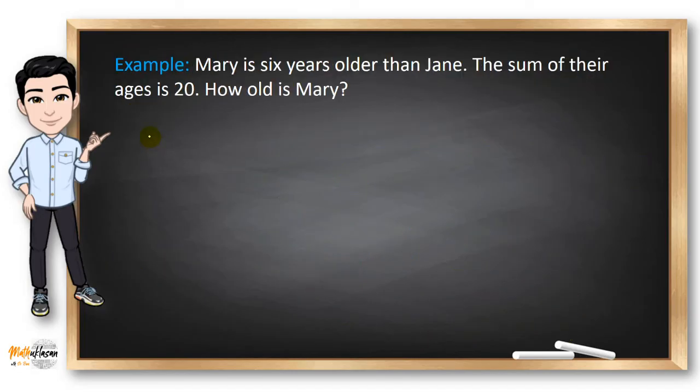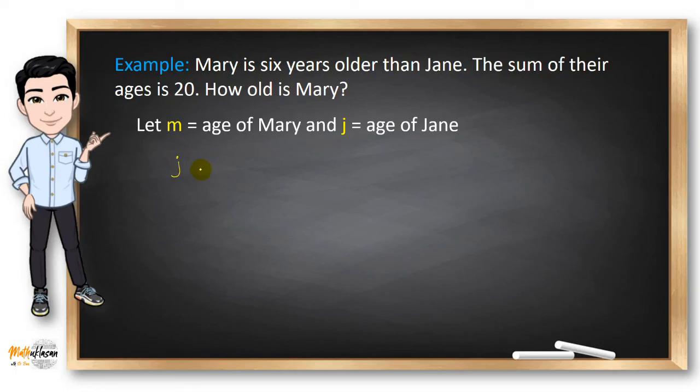Mary is 6 years older than Jane. The sum of their ages is 20. How old is Mary? Let M be the age of Mary and J be the age of Jane. It says here that Mary is 6 years older than Jane. So if Jane is J years old, then adding 6 is the age of Mary. Now, it also says here that the sum of their ages is 20. So we have M plus J equals 20.